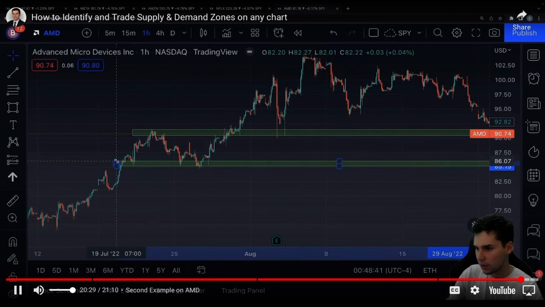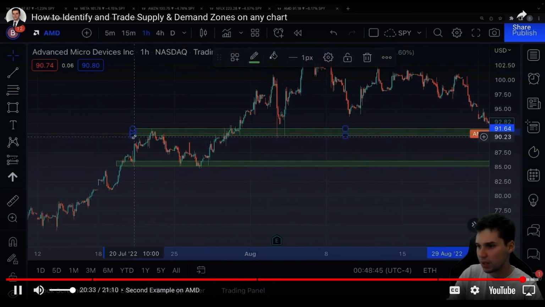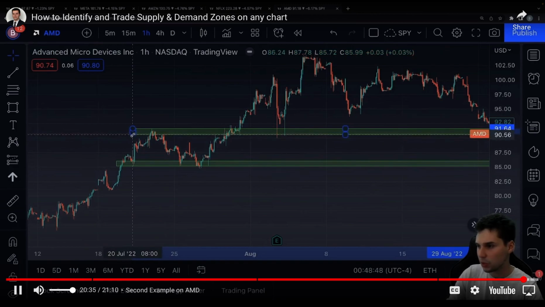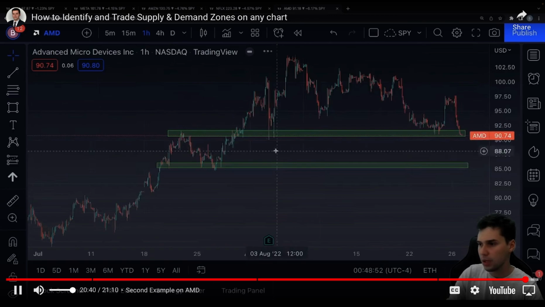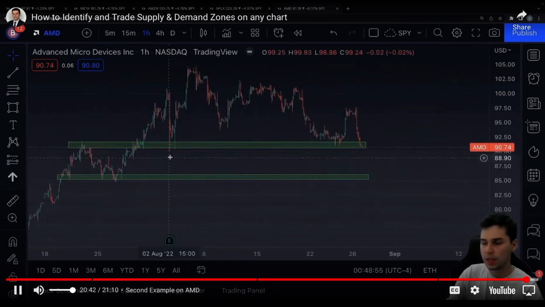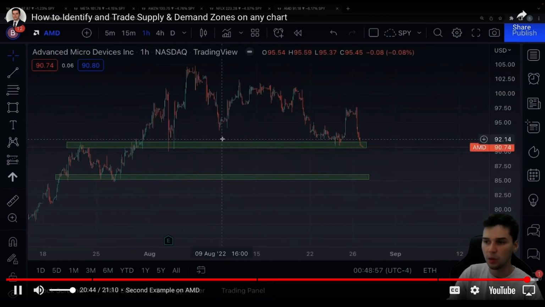You can see here, fixing them nicely, encapsulating the top of the wicks, encapsulating the bodies if it's more relevant than the actual wick itself, and creating sort of a nice area where we can consider longing AMD or buying calls or buying equity. Okay, so this was the last example I wanted to show you guys.